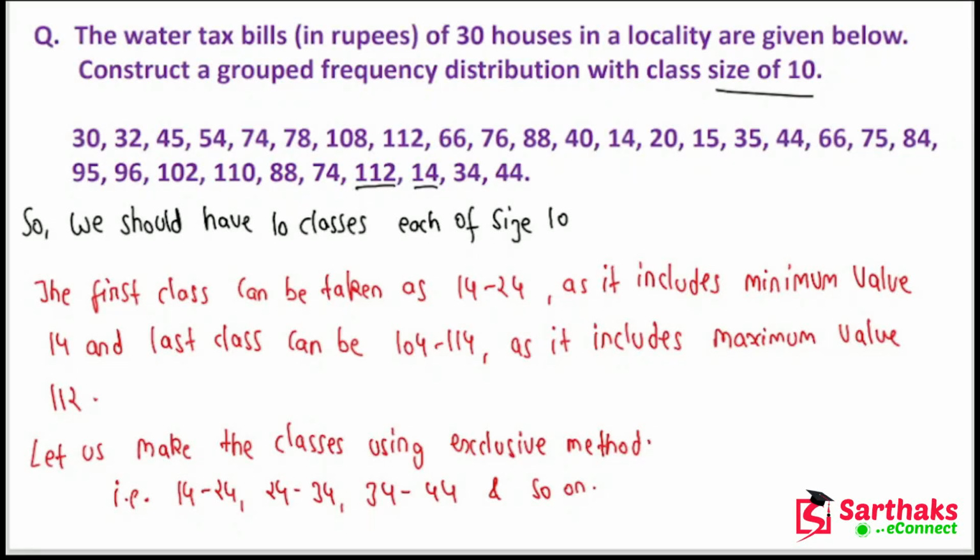Let us take the exclusive method in this question, and we'll see the inclusive in the next question. Now we are ready to construct the table. This is all we need for constructing a grouped frequency distribution table. We have found the maximum and minimum value, we have found the range, we have divided the range by class size, and we got the number of classes. Also, we have started forming classes with the help of the exclusive method. So let us finally make the table.